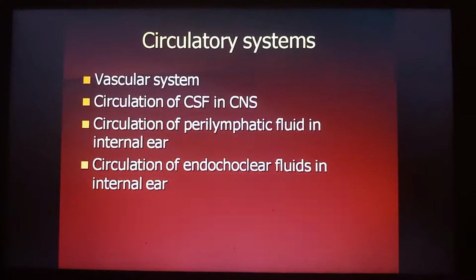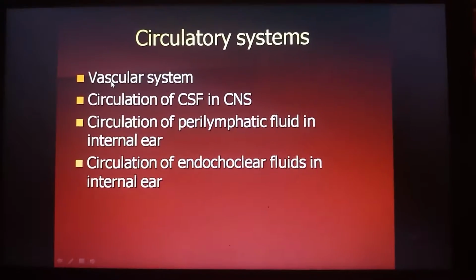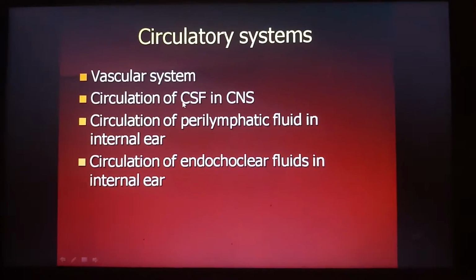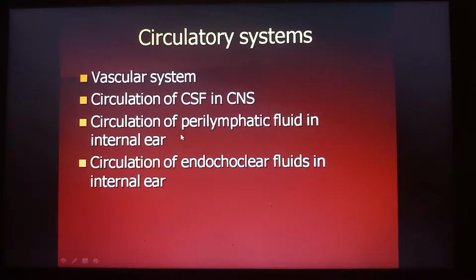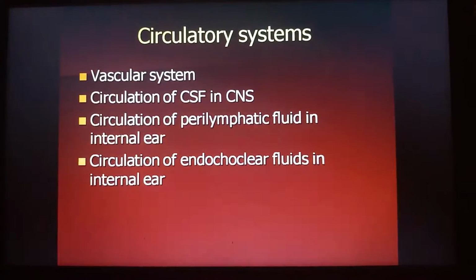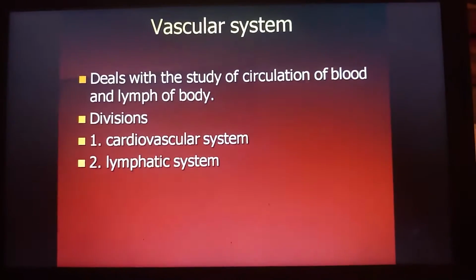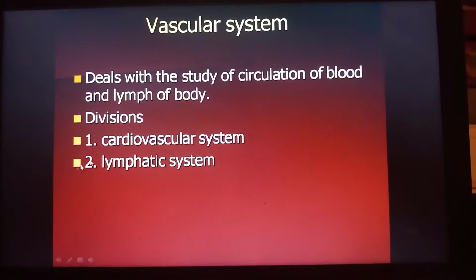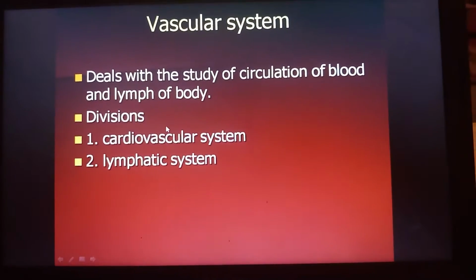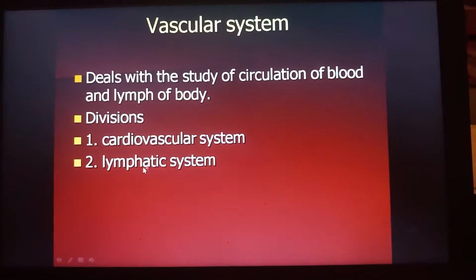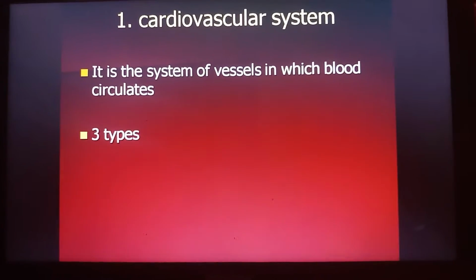If we discuss the circulatory system, it has mainly the vascular system, which is the most common, then circulation of the CSF in the CNS, then circulation of the perilymphatic fluid in the internal ear, and circulation of endocochlear fluids in the internal ear. The most important, the vascular system, deals with the study of the circulation of blood and lymph of the body. So it has mainly two divisions. Number one is the cardiovascular system and second one is the lymphatic system. Firstly, we will discuss the cardiovascular system.